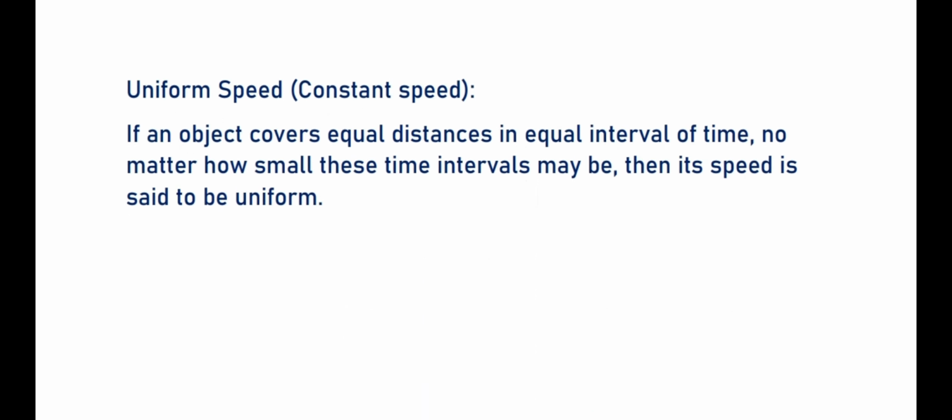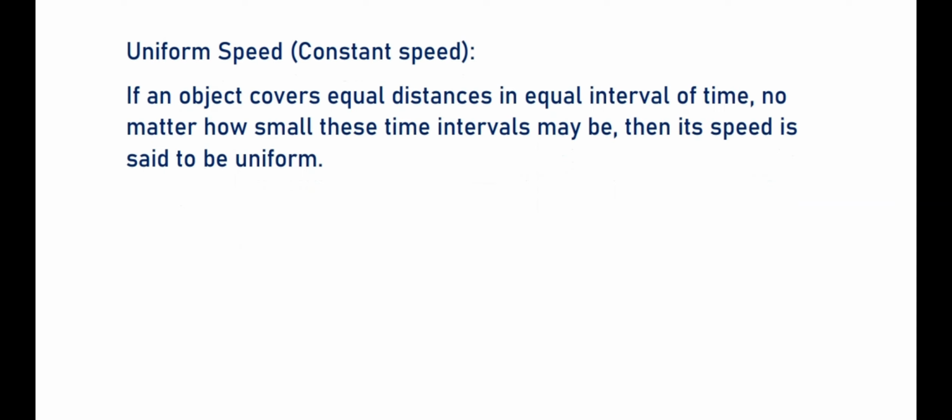Coming to uniform speed or constant speed. In the name itself, uniform is there. That means every time the speed of a body should be the same. If it is traveling with 30 kilometers per hour, that should maintain the same value at any interval of time. If a body covers equal distances in equal intervals of time, whatever the time may be, then its speed is said to be uniform.